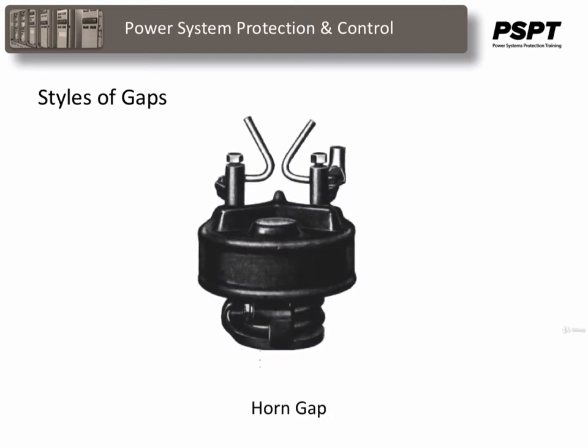Horn gaps are another style of gap that are really just a modification to the rod gap. On each rod is a horn, usually rising vertically from the rod. As these horns rise, the separation between them becomes greater. Since the arc usually rises along the horns, there is less burning of the gap material, and since the arc length is increased, it is more easily extinguished. For some applications, the horn gap is practically self-extinguishing.